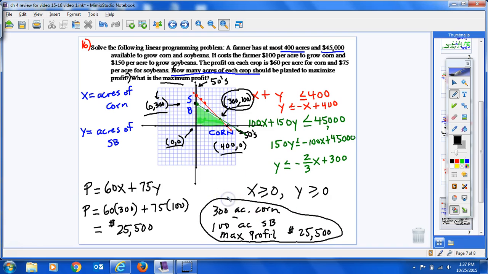And in addition to the graph, of course, and all your constraints. So this one's kind of involved. I hope you understand that whole process. And let me know if you have any other questions.